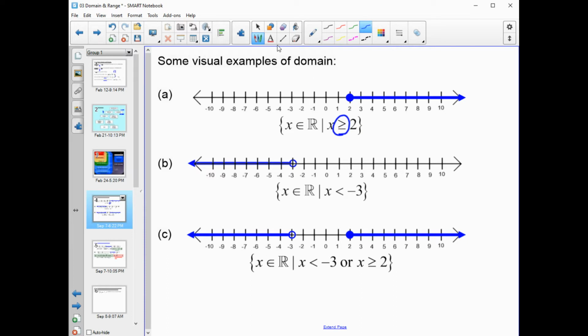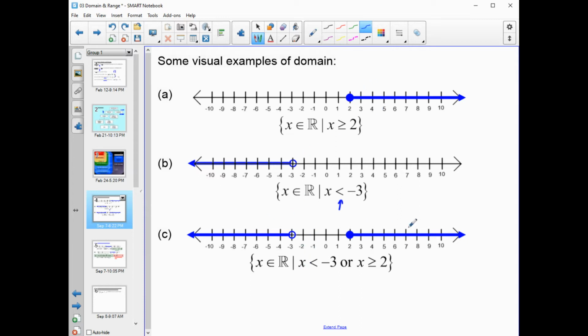And contrast that with the next example, which I have here, where x is less than -3. But notice, first of all, the absence of the equal to. So that means it's less than -3, but it does not include -3. And the way I represent that on a graph, or in this case on a number line, is with an open dot.